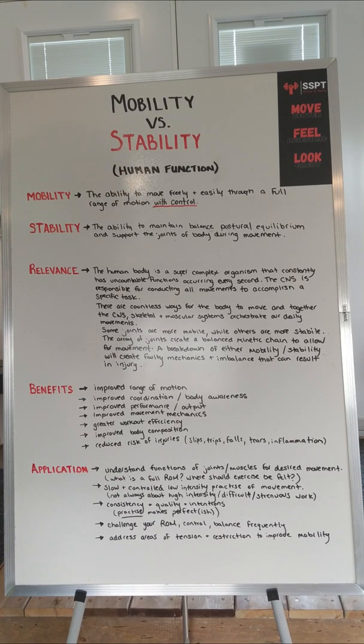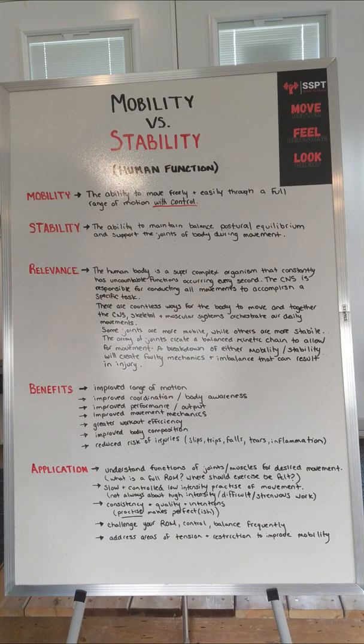But let's get into a little bit of what the relevance of this is to the average person when it comes to their daily routines. The human body is a super complex organism that is constantly having uncountable functions occurring every second of the day. The central nervous system, the CNS, is responsible for conducting all movements to accomplish a specific task. There are countless ways for the body to move together with the CNS, the skeletal system, and the muscular system to orchestrate our daily movements that we're trying to accomplish.